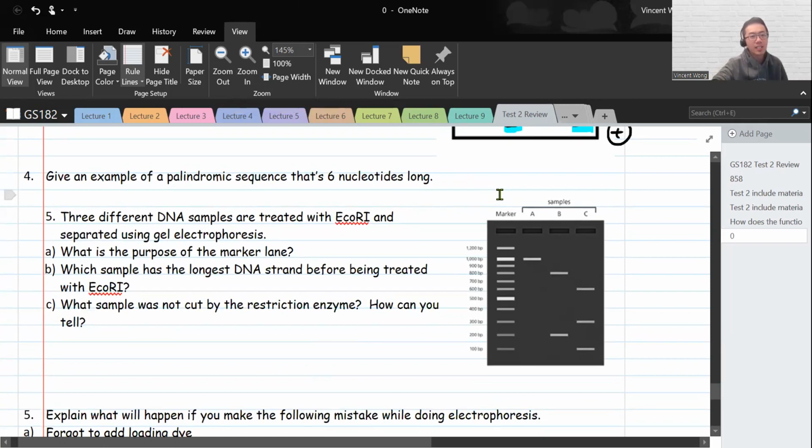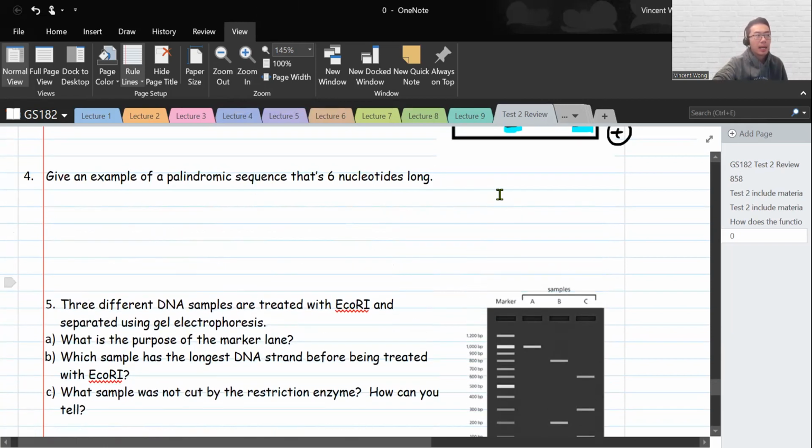Okay, give an example of a palindromic sequence that's 6 nucleotides long. I won't ask you to create ones on the test, but you have to know how to recognize them. So like TTA, and then you can write it backwards, and then we just fill it in using the complementary. Okay, so that's a palindromic sequence.